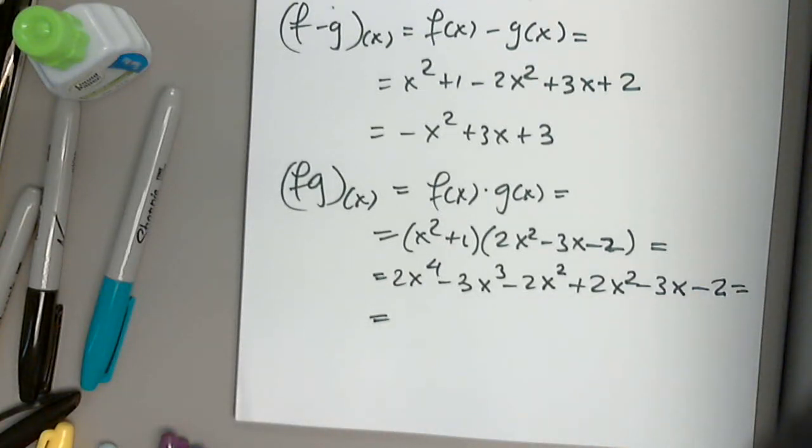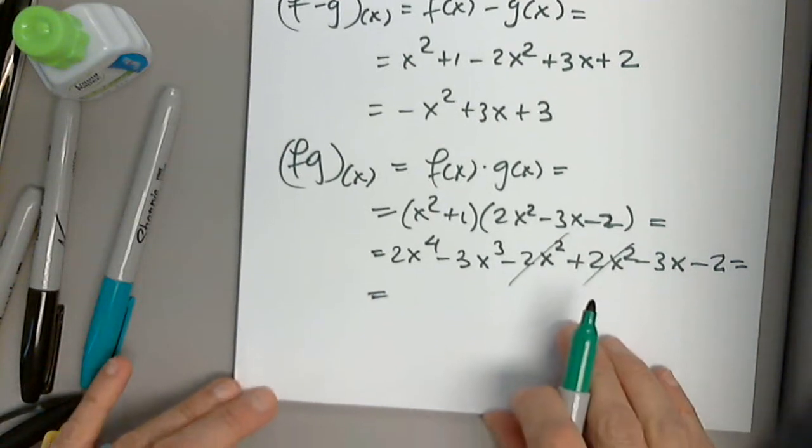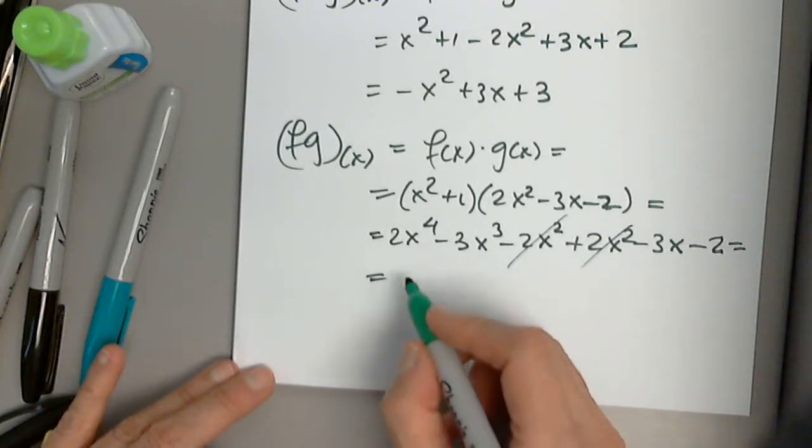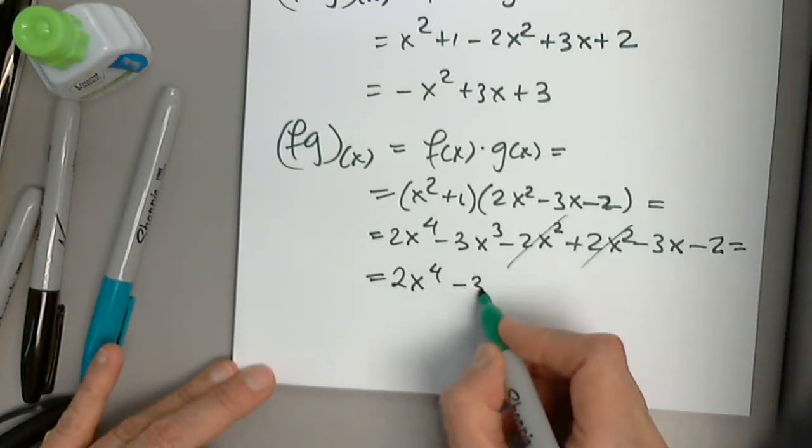Any questions? Please stop me if you have questions. I know you're my best, but still. Any? Yes. So 2x to the 4th, negative 3x cubed, negative 2x squared, positive 2x squared, minus 3x, and minus 2. It happens that these two go away. The degree of this polynomial is very good.